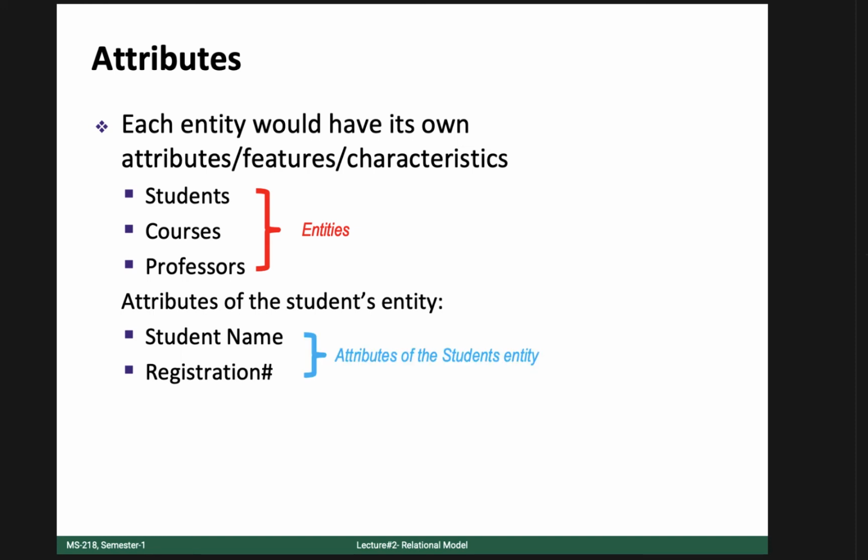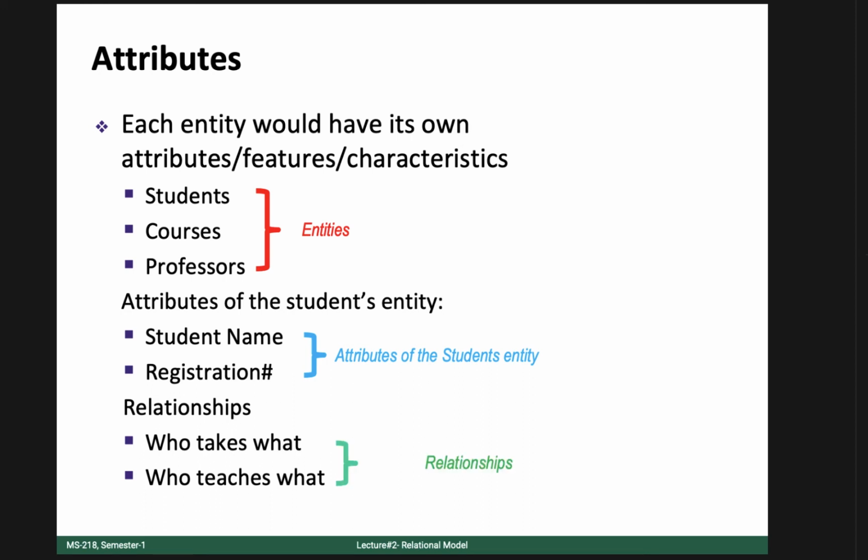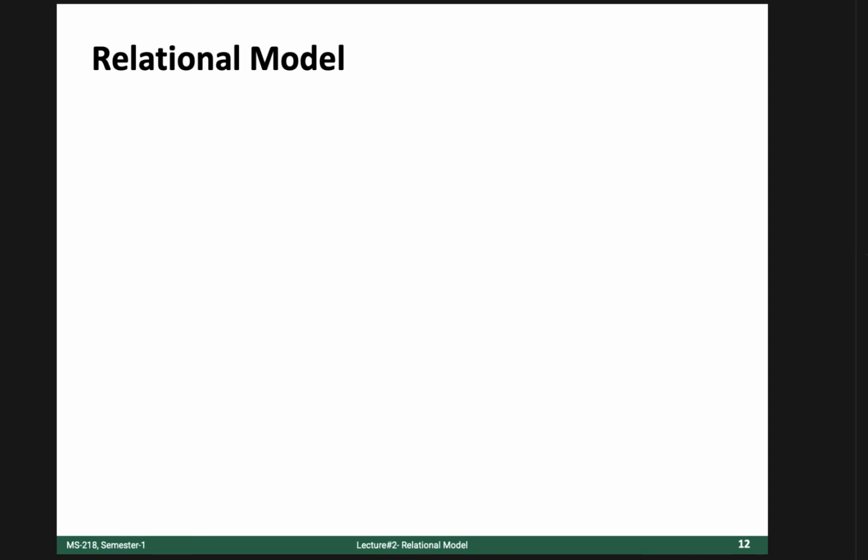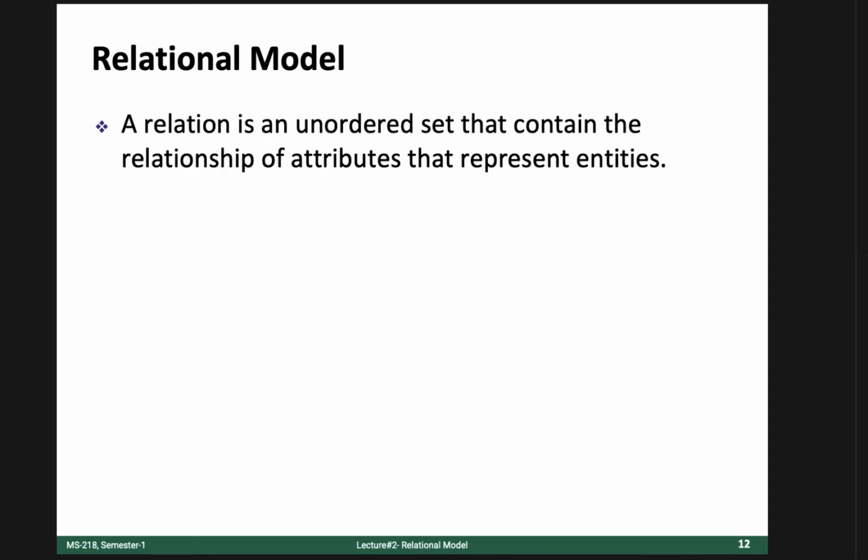So these are the attributes of the student entity. Then we have relationships: who takes what or who teaches what, right? In a relational model, a relation is an unordered set that contains the relationship of attributes that represent entities. In a database we also call a relation a table, one table. So a relation is an unordered set.